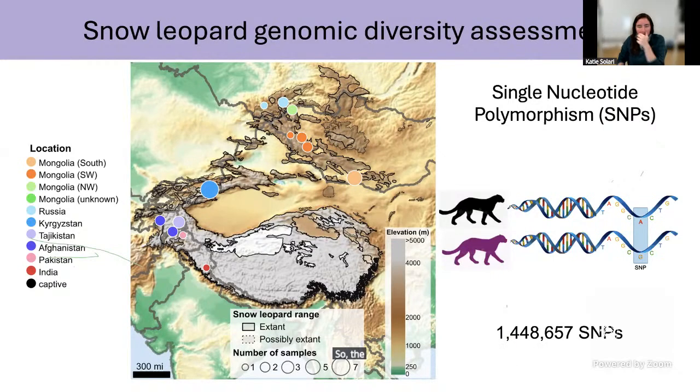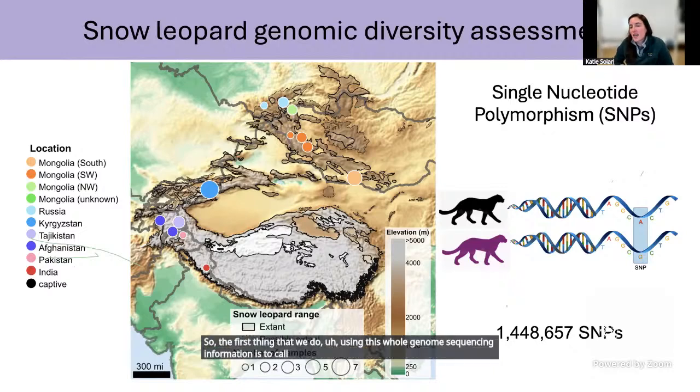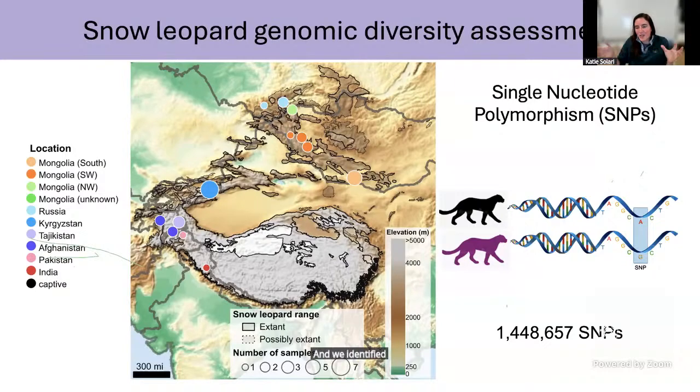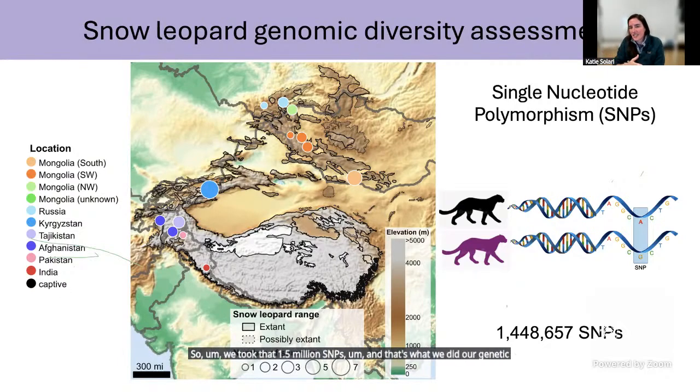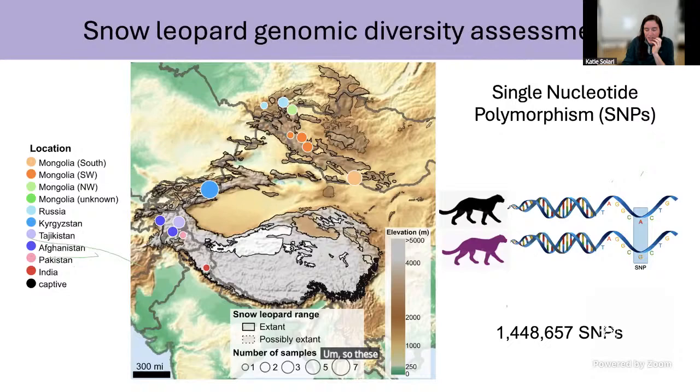So the first thing that we do using this whole genome sequencing information is to call SNPs. As I mentioned, the genome is about 3 billion base pairs long, and we identified among those 3 billion base pairs about 1.5 million sites where there was variation among these 41 snow leopards. So we took that 1.5 million SNPs, these variable sites across the genome, and that's what we did our genetic analyses with.